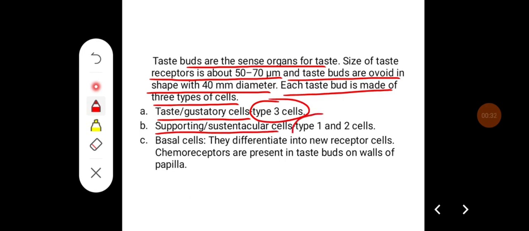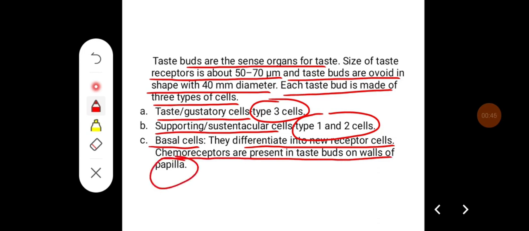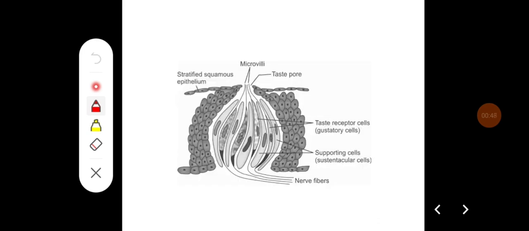They are also called type 1 and type 2 cells, and they are made up of basal cells as well, which differentiate into new receptor cells. These chemoreceptors are present in the taste buds on the walls of papilla. So this is the structure of a taste bud, which is made up of taste receptors or gustatory cells and also the sustentacular cells.